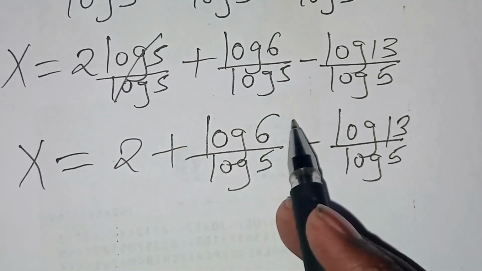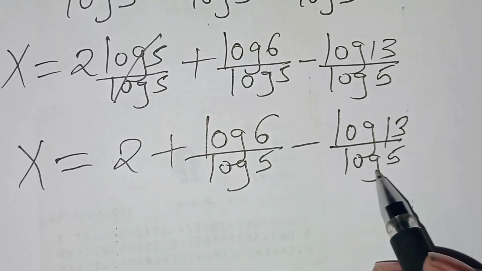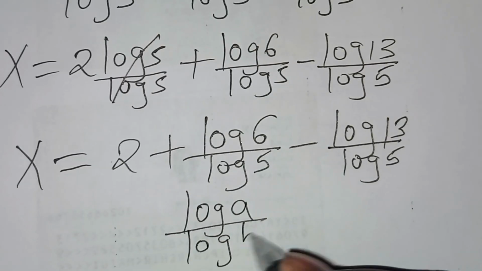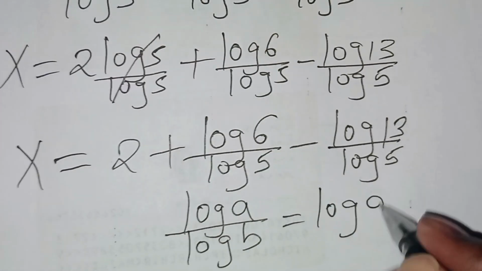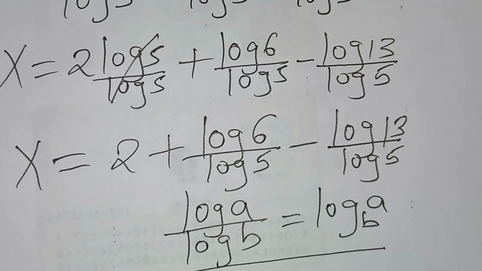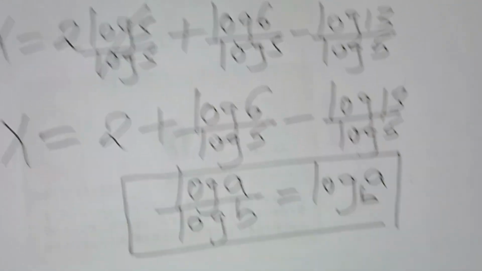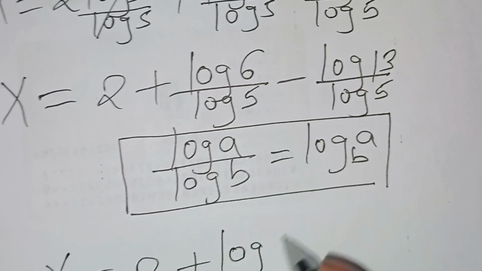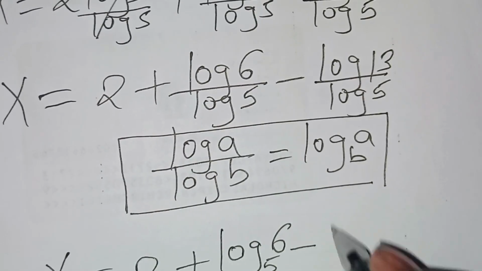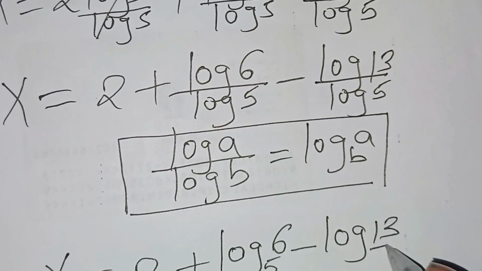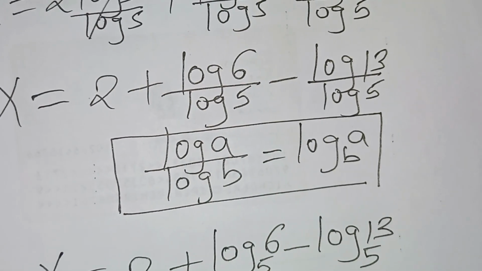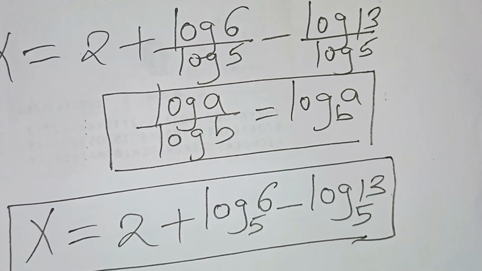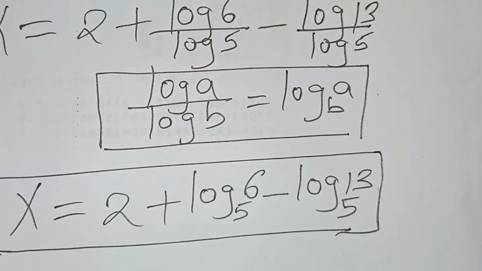So log 6 divided by log 5 and log 13 divided by log 5, this is in the form of log a divided by log b, which you can express as log a to base b. Now let's apply this logarithm property so that now we'll have x equal to 2 plus log 6 to base 5 subtract log 13 to base 5. Now this is the value of x. Now let's verify that this value of x actually satisfies the equation by following these steps.